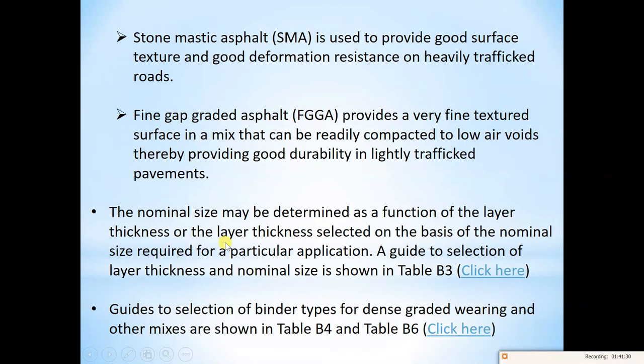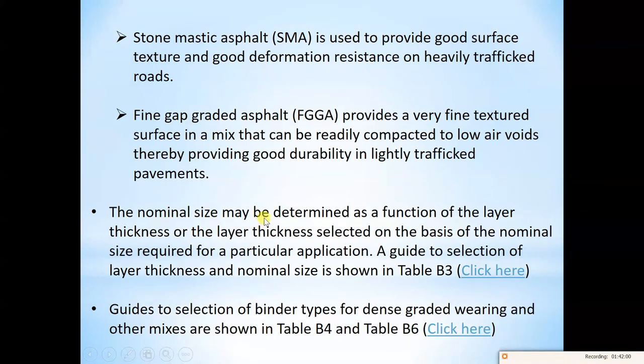And then at the residential area, the fine gap graded asphalt is a good choice because it has a low air void, a lot of bitumen, but the upfront cost could be quite high. So actually, in Auckland, a lot of the residential areas use chip seal instead of the asphalt. But if asphalt is to be used for the residential area, the fine gap graded asphalt is the one for the residential areas.